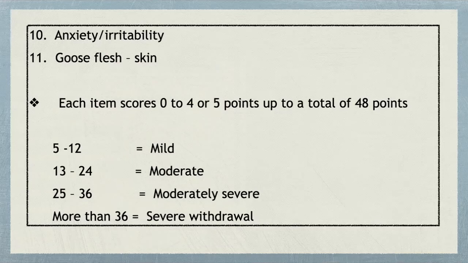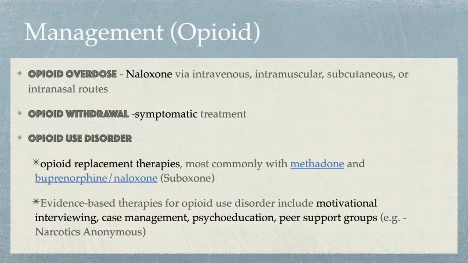Each item goes from 0 to 4 or 5 points, up to a total of 48 points. If we sum up the points, 5 to 12 points is defined as mild withdrawal, 13 to 24 is moderate, 25 to 36 is moderately severe, and more than 36 points is severe withdrawal.